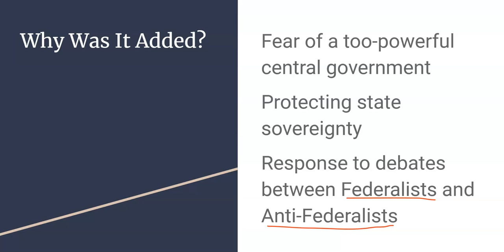The Federalists supported the Constitution and didn't think it needed a Bill of Rights. The Anti-Federalists wanted a Bill of Rights added to clearly state some protections and freedoms, and just an idea to keep the government from becoming too powerful. So that 10th Amendment was added as a response to that debate.